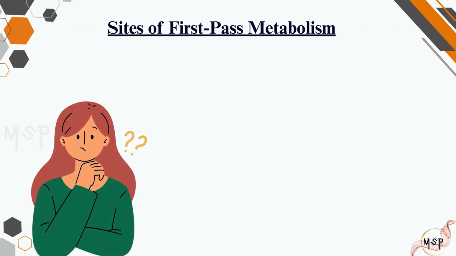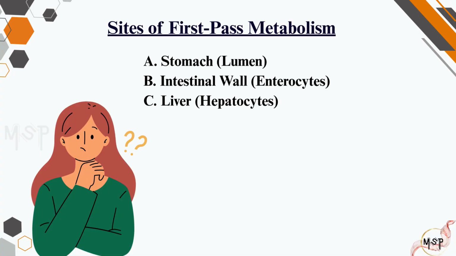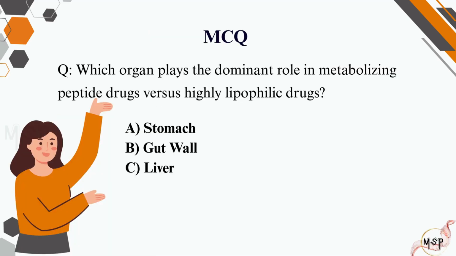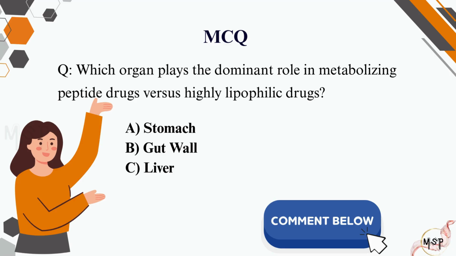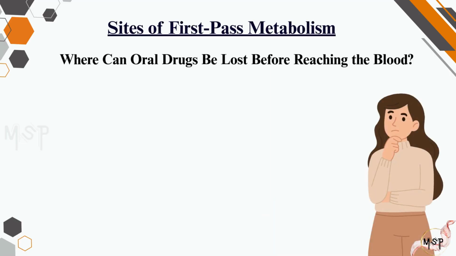So, what sites are involved in first-pass metabolism? Before exploring each site in detail, consider the following question. Which organ plays the dominant role in metabolizing peptide drugs versus highly lipophilic drugs? A. Stomach, B. Gut wall, and C. Liver. Comment below. Let's resume.